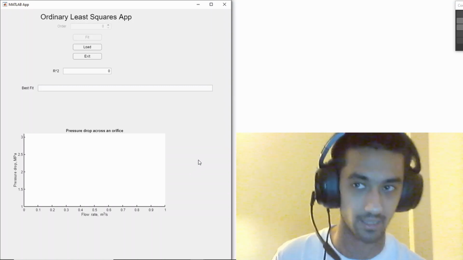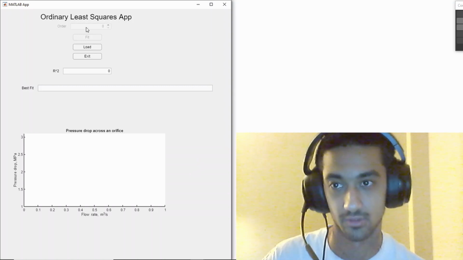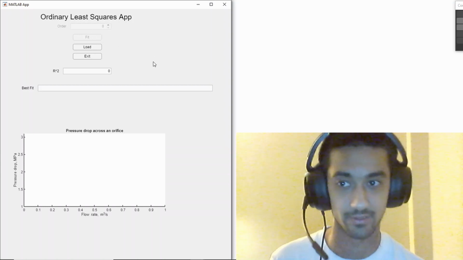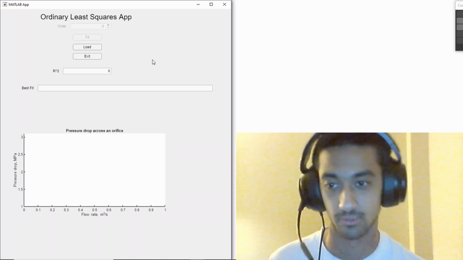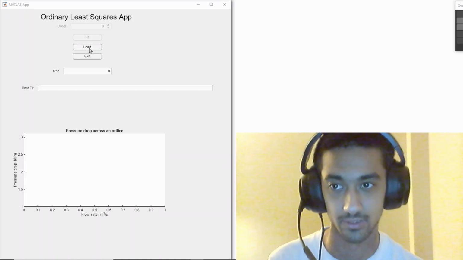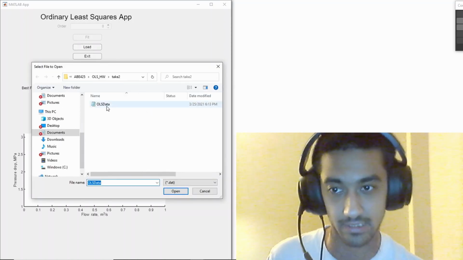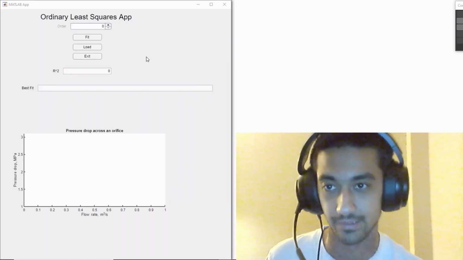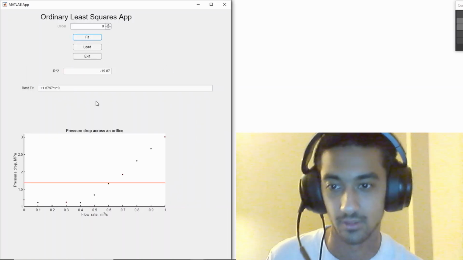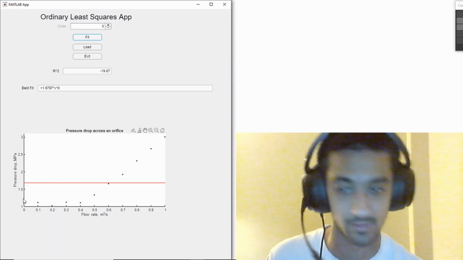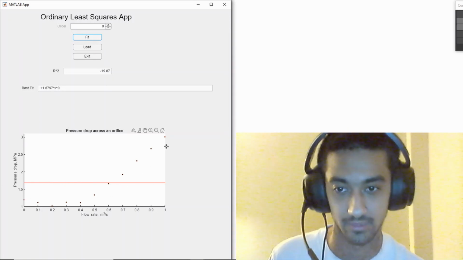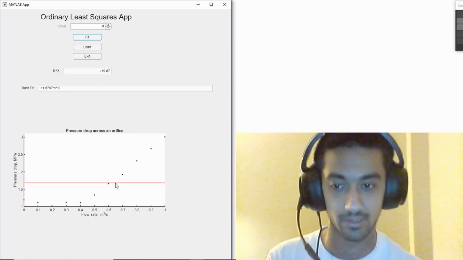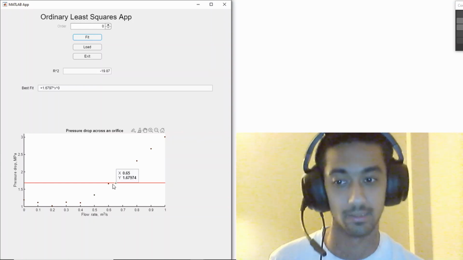As you can see in my app, I've disabled the order and fit button and spinner, and they will be activated when the data set is loaded. So let's go ahead and do that. I click on load over here, choose the data that I want to load up, and click open. Then I can press my fit button. I've put each individual point from the data set in my scatter plot, and my red line over here is going to be my line of best fit.